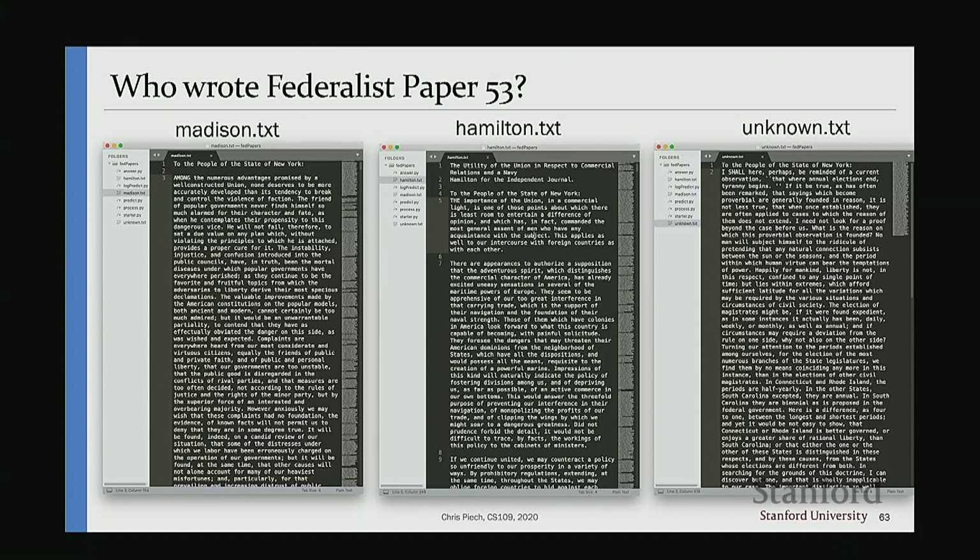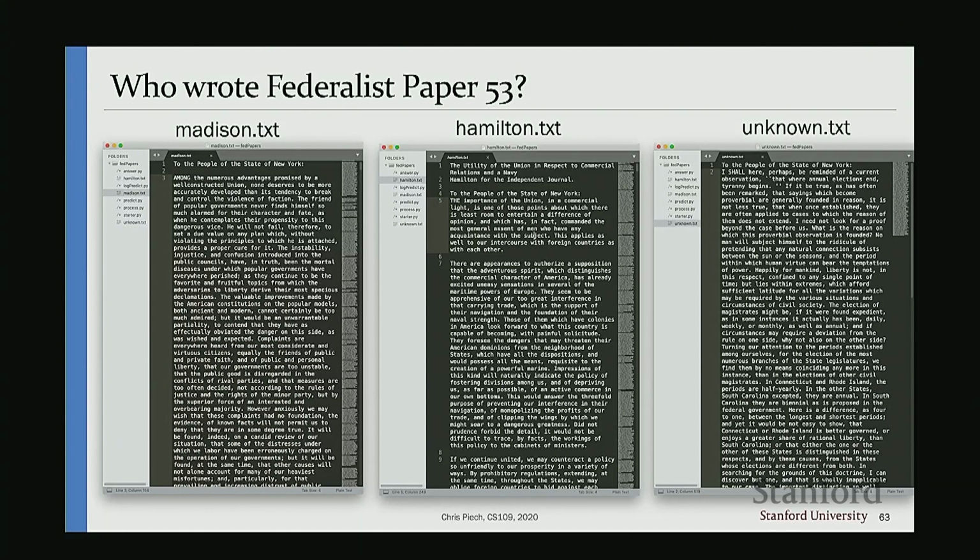Here is Federalist Paper 53. Please don't read it, but there it is. Trust me, that is in fact Federalist Paper 53. And over here, I have all the text from all the Federalist Papers that I know Madison wrote, and here I have all the text from the Federalist Papers that I know Hamilton wrote.